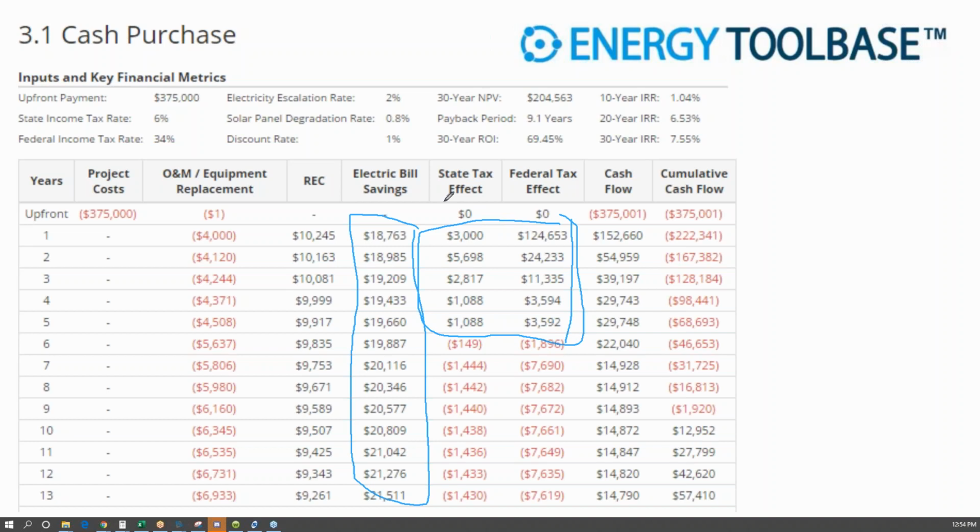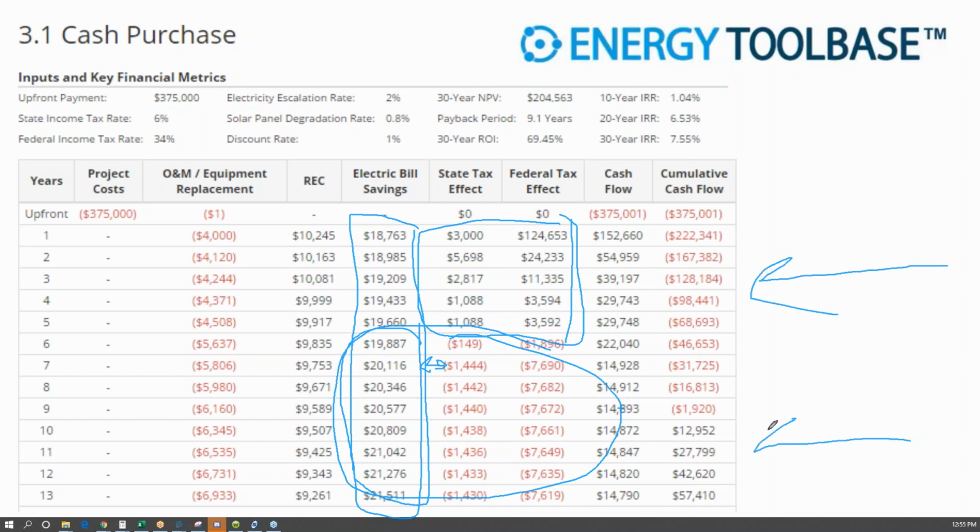What they forget to understand is that when you're saving money on your electric bill, you end up making more profit as a company, and you're going to end up paying taxes on that increased profit. And so there's a tax effect of the cost savings. And the problem is the installers will often model the depreciation, but not the tax effect.